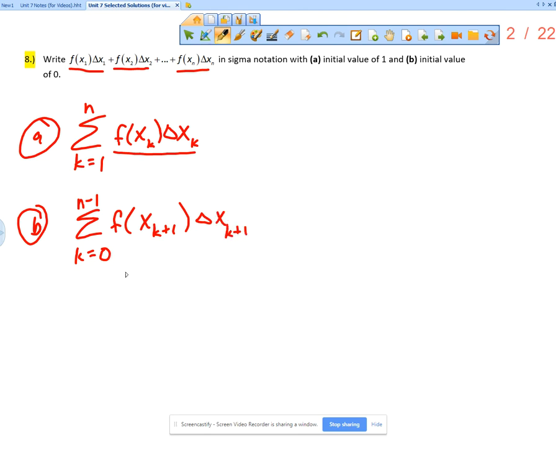So that means if I plug 0 in, I get 0 plus 1 is x sub 1, right? So that's going to give me my first term. And then the last term, n minus 1. So if I have n minus 1 plus 1, that's n. And the last term has f of x sub n. So that's it for A and for B.